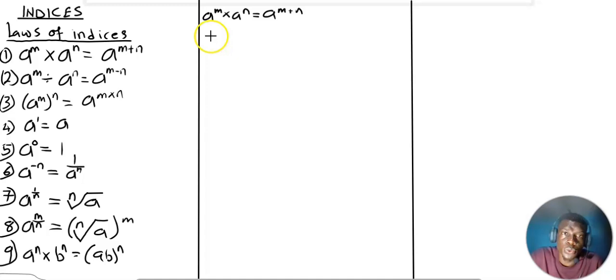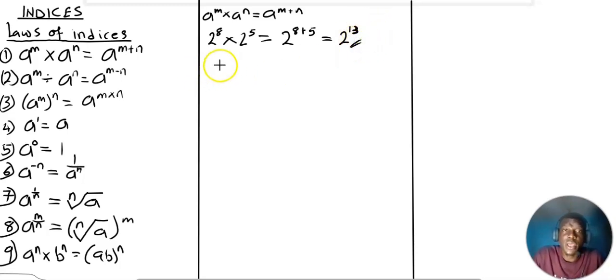This one says 2 raised to the power 8 times 2 raised to the power 5. This is very simple. You bring out one of the 2's here. This will give you 2 raised to the power 8 plus 5. And 8 plus 5 will give us 13. This is equal to 2 raised to the power 13. This is our final answer.